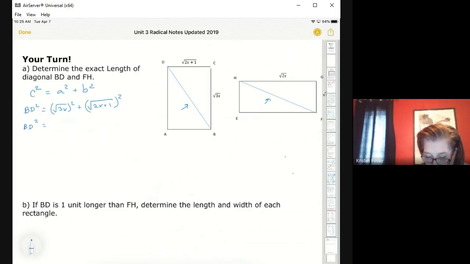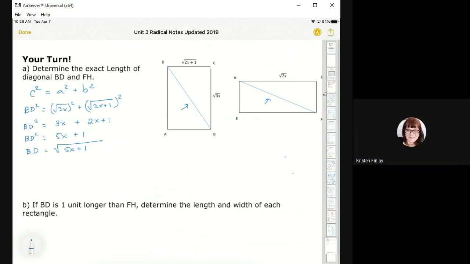So BD squared is equal to 3x plus 2x plus 1. I'm squaring those, so I can just remove those radicals. So BD squared is equal to 5x plus 1. So BD would equal the square root of 5x plus 1. So that's my BD.